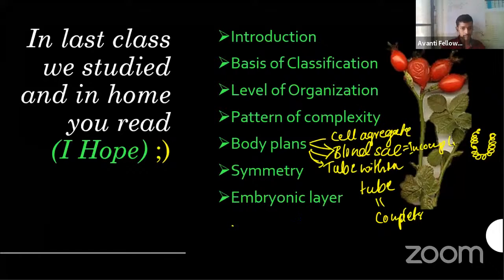Then we learned about embryonic layers. In a higher organism there may be ectoderm, endoderm, and mesoderm. But compared to the lower organisms, they have the mesoglea. We learned the composition of mesoglea, right? The most component, that means the highest percentage, is water. Along with that, some fibers and other tissues will also be there.